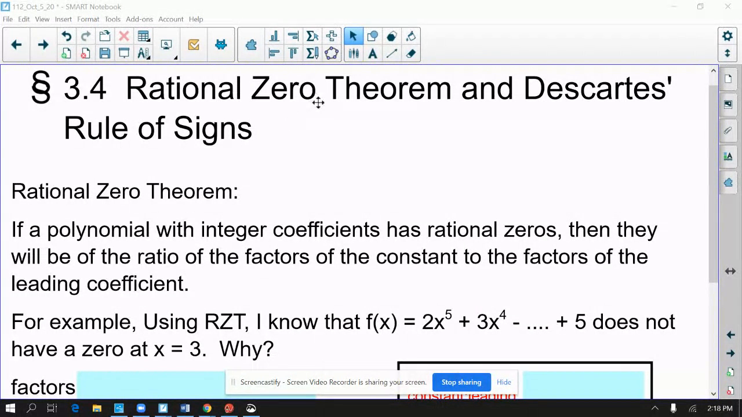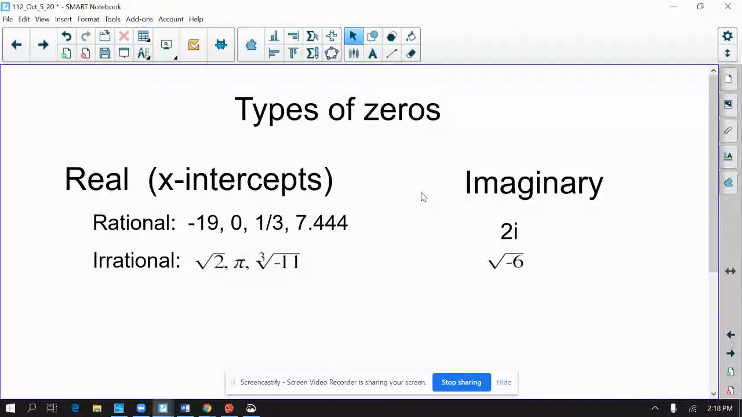So the rational zero theorem is, well, actually, let me skip ahead a little bit. There are different types of numbers. There are real numbers and there are imaginary numbers. Now if a polynomial has a real zero, then that number is an x-intercept. So all of these numbers are real. But there are two categories of real numbers. You're either rational or you're irrational.